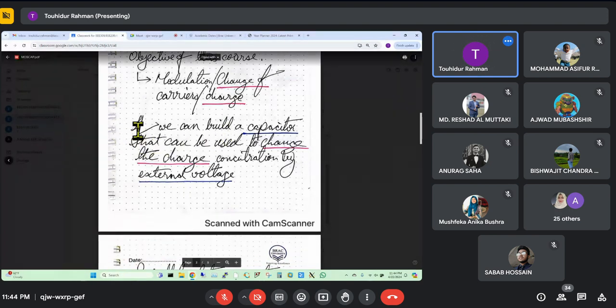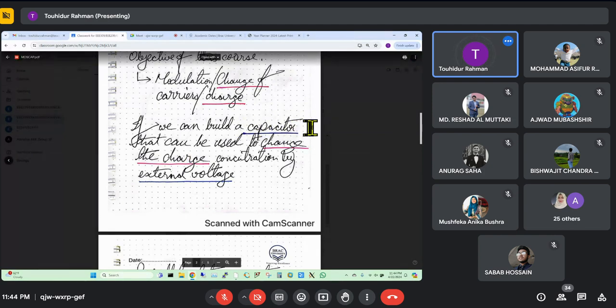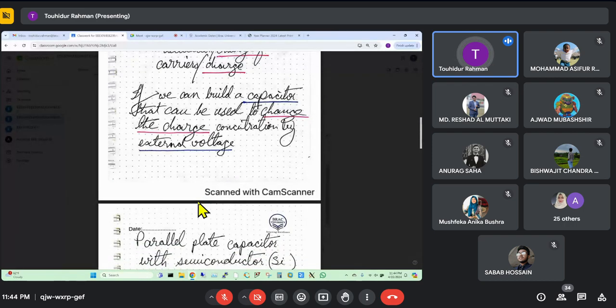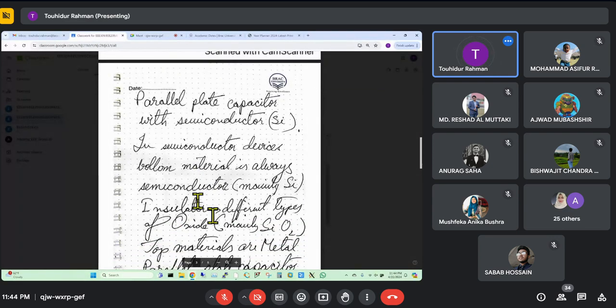Now, if that is true, we can build a capacitor that can be used to change the charge concentration by external voltage. If we do not do anything, there will be no change, right? So what do we need to do? We need to change the external voltage. So we can change the charge concentration by external voltage in a capacitor. So we are building our story, building the concept for the final device that we will discuss.